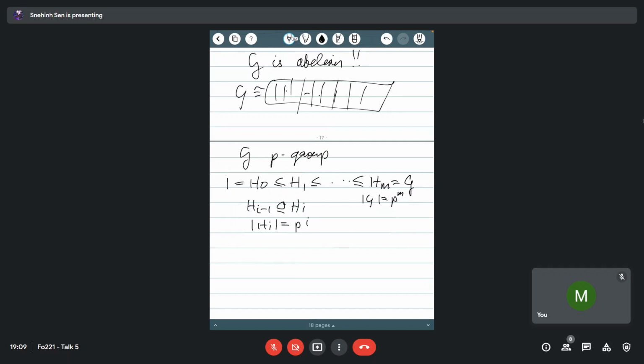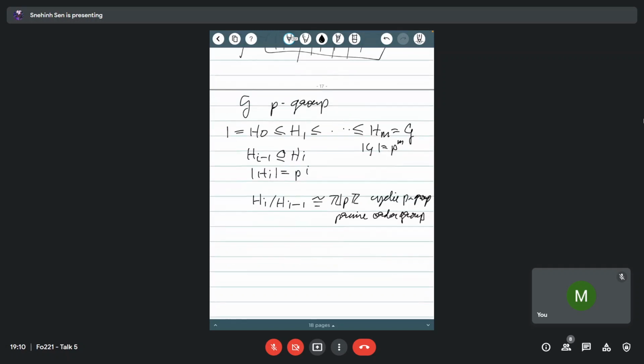The similar result, if I briefly write it the other way, is basically each Hi mod Hi minus 1 is isomorphic to Z mod PZ, which is basically a cyclic P group, or, what's better, a prime order group. So prime order groups are interesting because they have no other subgroups, right? The subgroups are the trivial ones, that is 1 and the whole group.